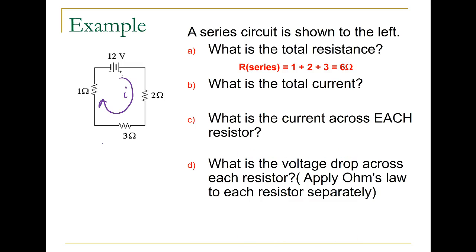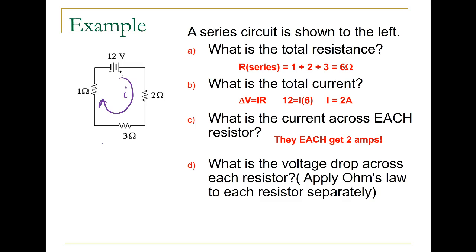So what's the total resistance? It's just going to be 6: 1 plus 2 plus 3. Technically, in order, it would be 2 plus 3 plus 1. Well, what's the current? We use Ohm's law. V equals IR, and V is 12. So 12 is I times 6, so I is 2 amps. And what's the current across each resistor? Again, it's a series circuit, and in a series circuit, it's 2 amps for each of the resistors.